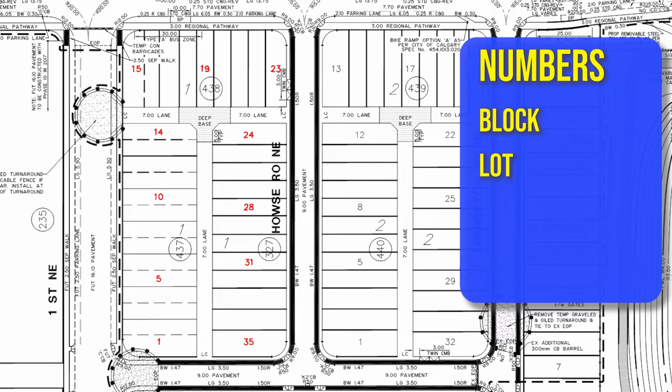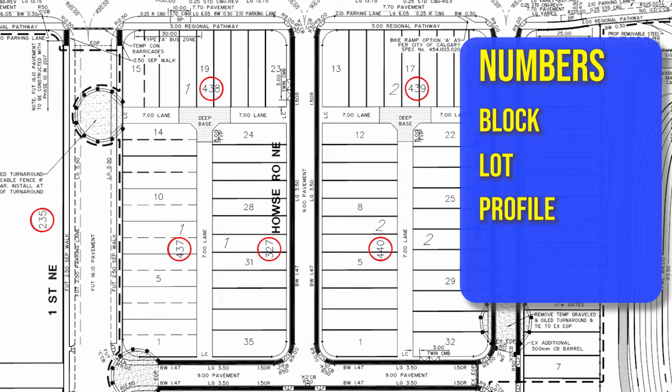Lot numbers are written a little smaller and label each lot within a block. The lot number identifies individual properties. They do not represent the address number of the property. Profile numbers are one of the most important numbers here. Profile numbers are usually drawn with a circle around them.